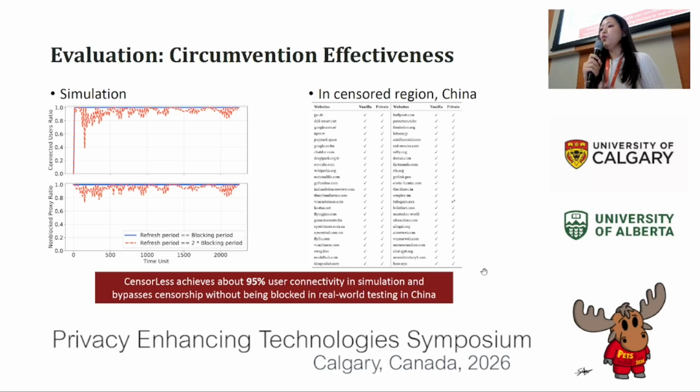We also deployed CensorLess on Alibaba Cloud in Nanjing, China, and we tested accessibility to a well-known blocked domain list in mainland China. We tested with 500 domains, and CensorLess bypassed censorship without being blocked. But in the private mode, CensorLess fails in just one case, where that website simply doesn't allow any HTTPS request, which is not related to our system.